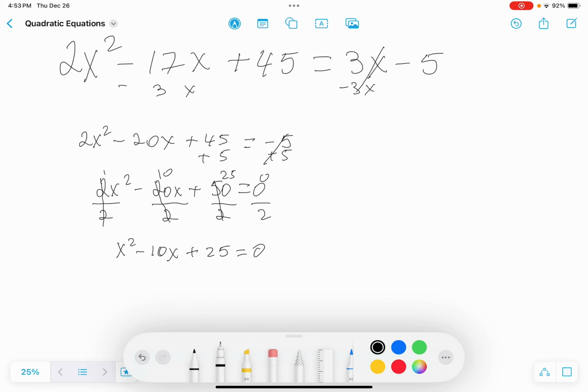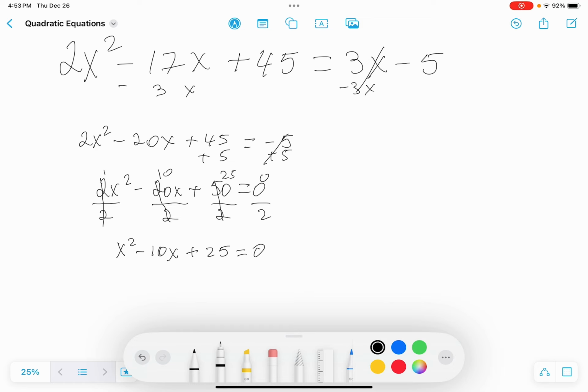Now we are at the beginning. We had example number 1 that we did before. Example number 1, x squared minus 10x plus 25 equals 0. This equation is in standard form because it's equal to 0. That's the difference from the previous one. And we're using the factoring form.